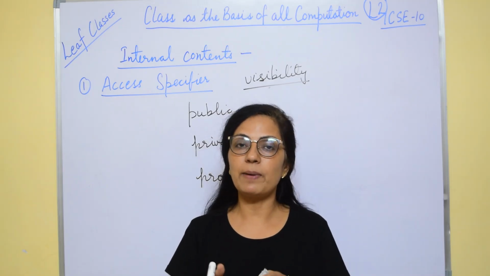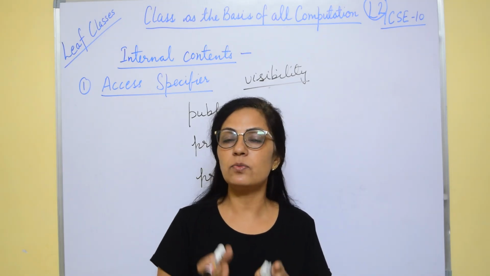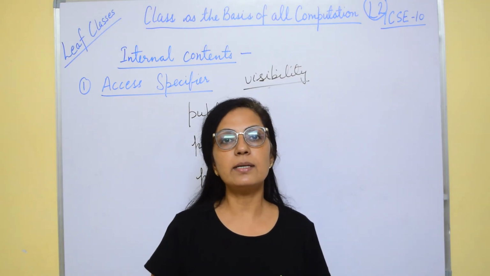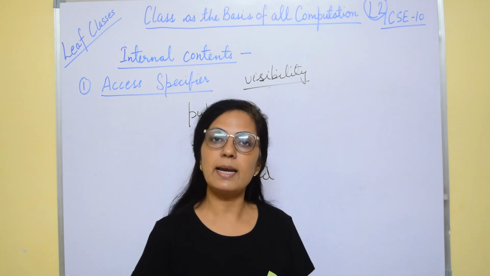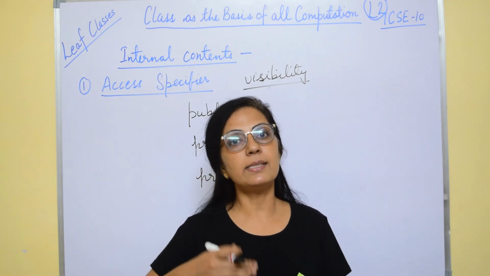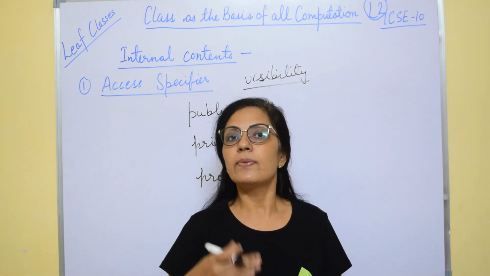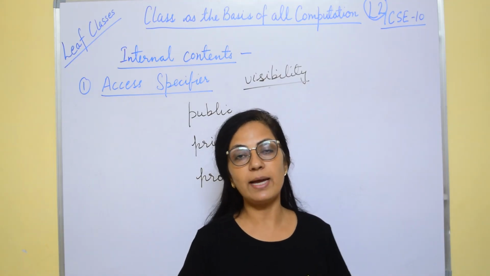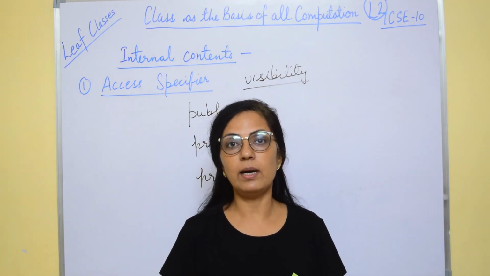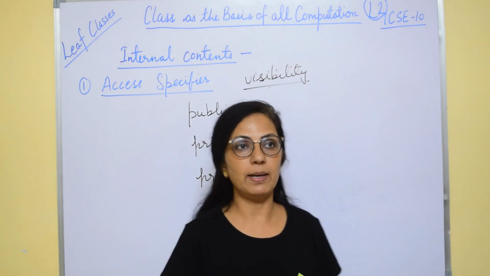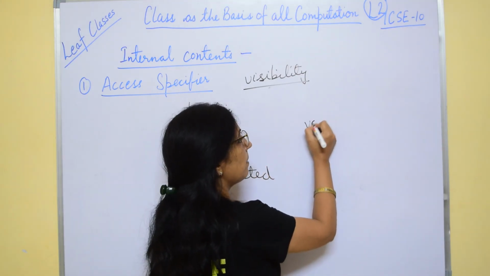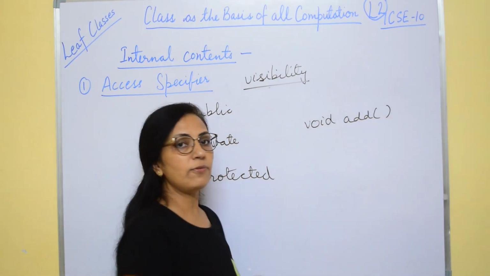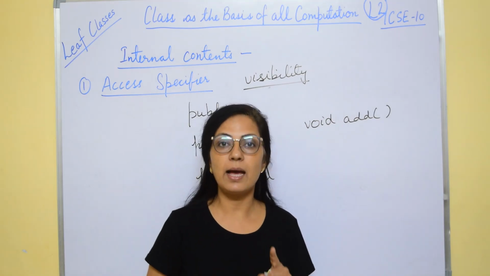Then we have private. Private means its availability or its visibility is only inside the class where it is declared. And protected means it is available to the class where it is declared, and plus it is used in inheritance. That means the subclasses of that also can use. Now by default, if we have not specified any access specifier anywhere, then by default it is taken as public. Say if you write any function name void add, then if I don't write any access specifier here, that means it is taken as public.